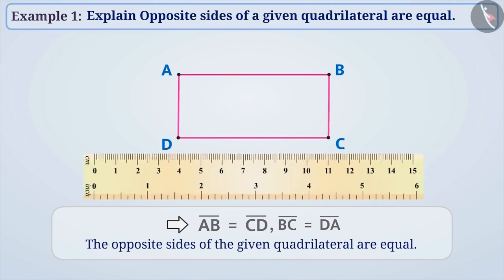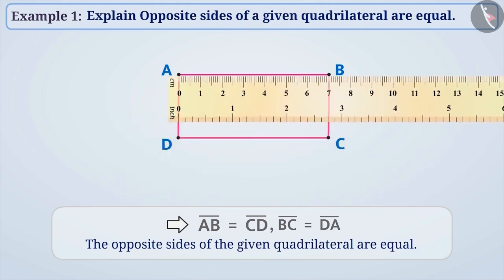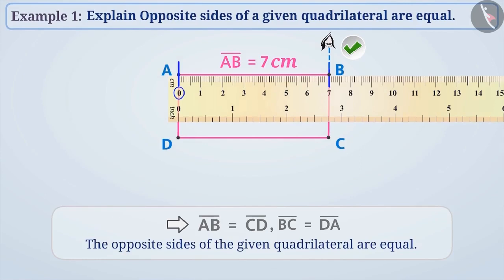We can also measure the length with the help of a ruler, but we will have to take some precautions. For instance, we will place the ruler along line AB in such a way that the mark 0 is exactly on the point A. Then, we will note the mark where point B is placed on the ruler. Keep in mind, while looking at the mark on the ruler, it is important to place the eye just above the mark. With this, we find that the length of AB is 7 centimeters.